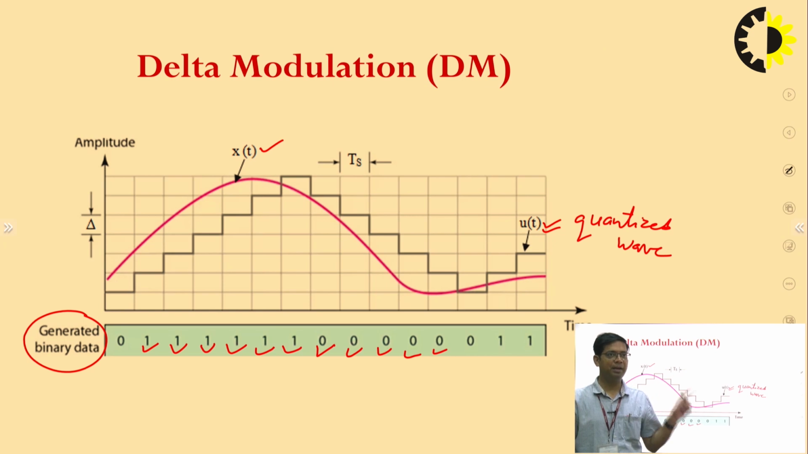That is the benefit of delta modulation, that the number of binary bits which are required to be transmitted is less. So the bandwidth consumption is smaller. So we save our bandwidth, and also the power consumption is saved.